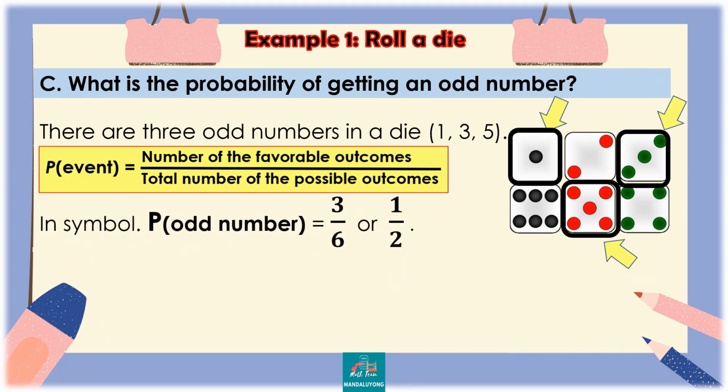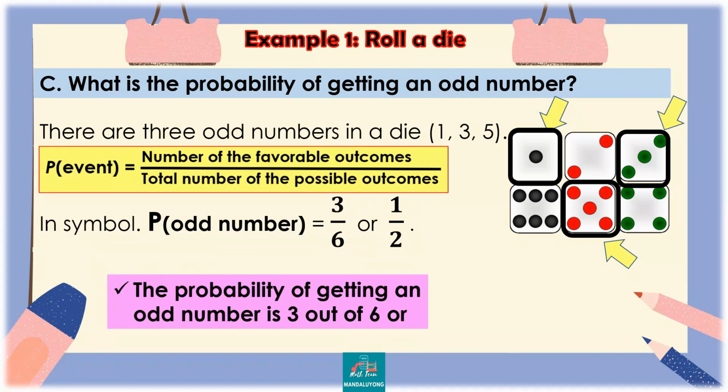Probability of odd numbers equals 3/6. 3, kasi 3 ang ating odd numbers, 1, 3, at 5. 6, kasi meron tayong 6 possible outcomes in rolling a die once. 3/6 or 1/2. So, the probability of getting an odd number is 3 out of 6 or 3 sixths equals 1 half.